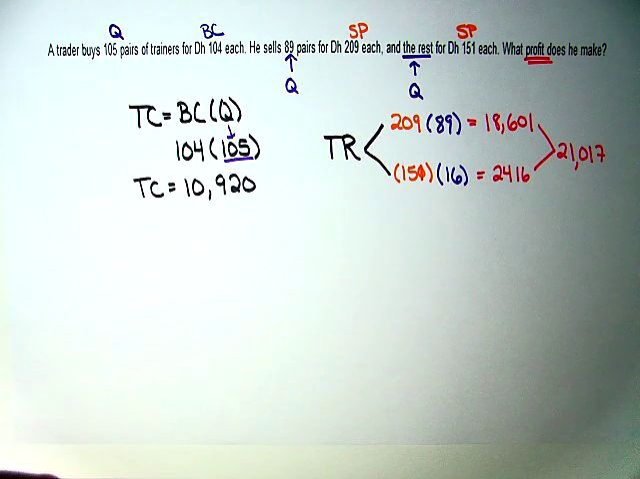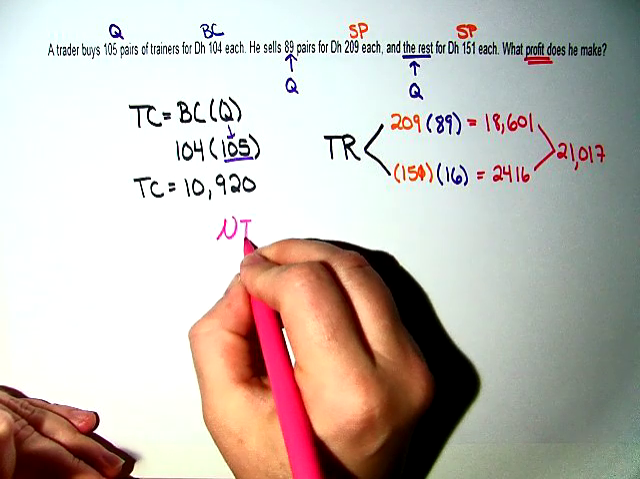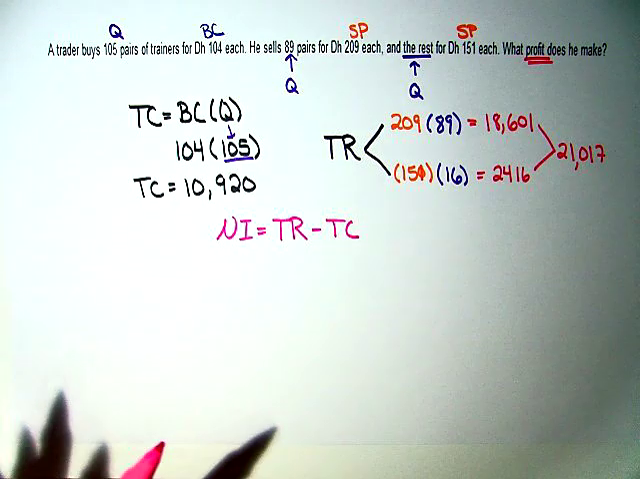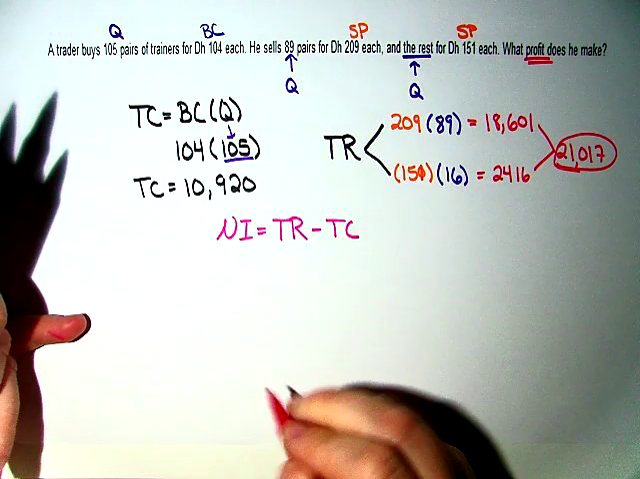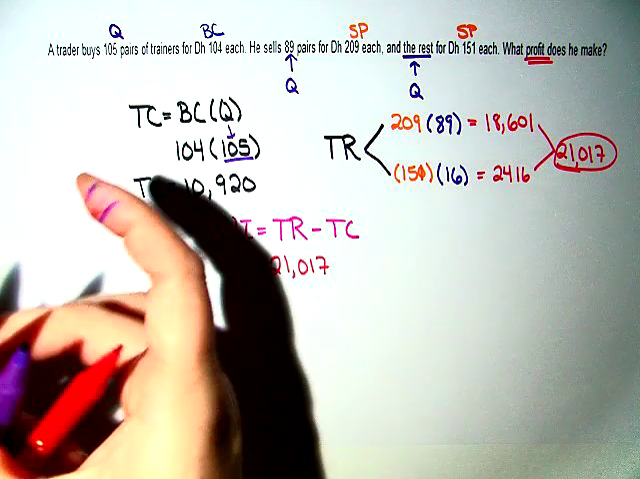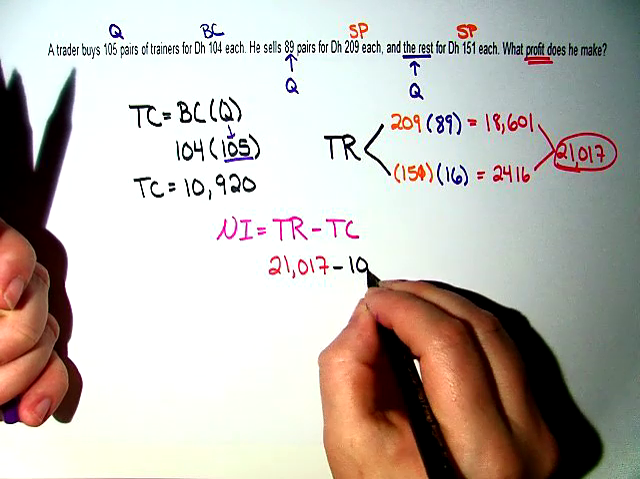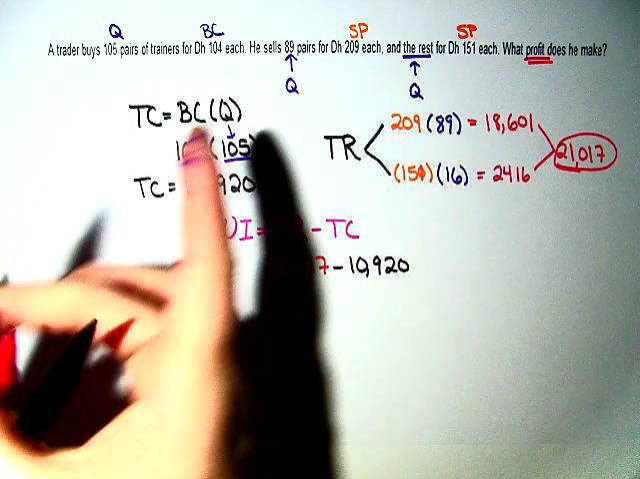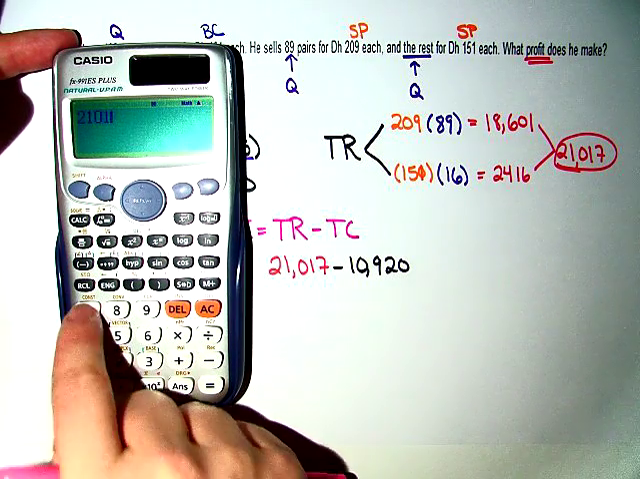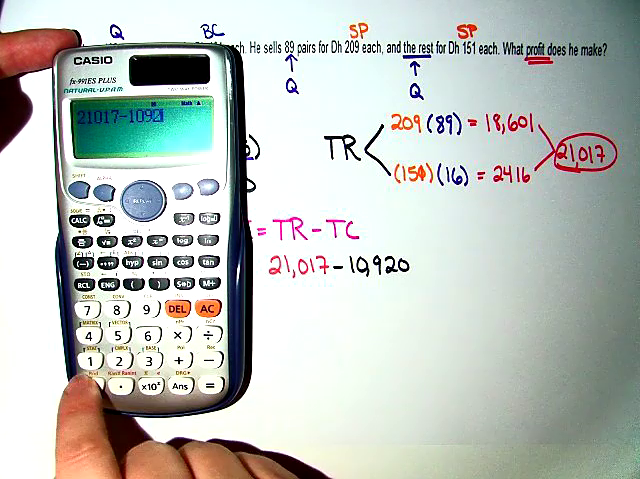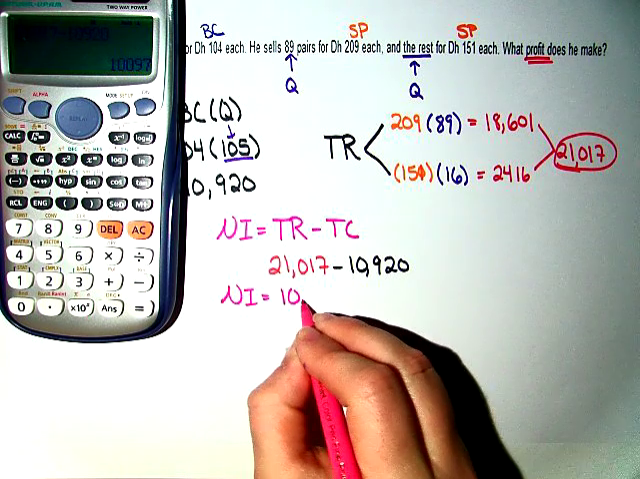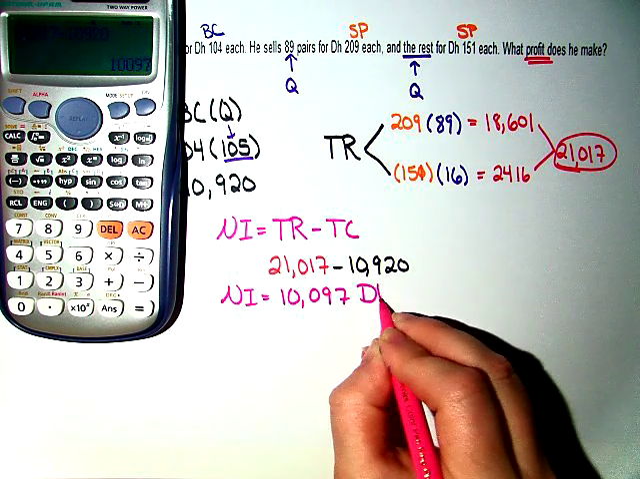So if we're looking for the profit, now remember, another way of saying profit is looking at net income. So if we're looking at our net income, we're looking at the total revenue and subtracting the total cost. So now my total revenue was right here. We just found it. My total revenue is 21,017 dirhams, and my total cost is 10,920 dirhams, which means that my net income would be the difference between the two. 21,017 minus 10,920 gives me a net income of 10,097 dirhams.